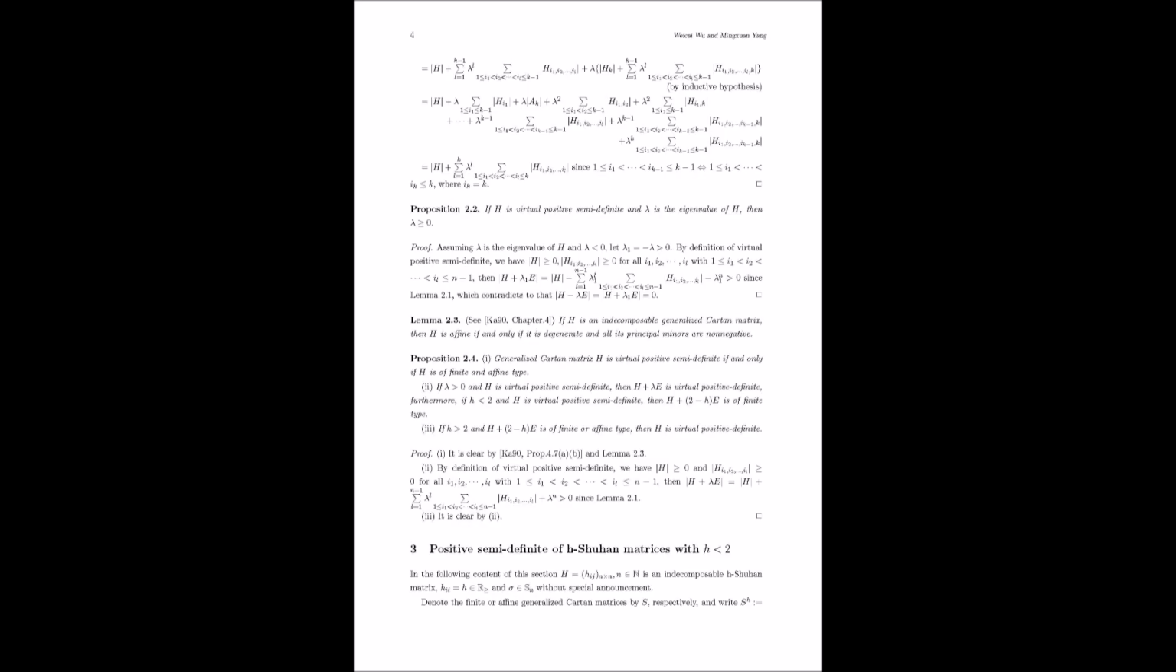Absolutely. Now, where does the paper go from there? Does it move on to other types of matrices? It does. The paper builds up to theorem 3.9, which is kind of like the grand finale of this section. It provides a complete classification of h-Shuhan matrices when h is less than 2, based on whether they're positive semi-definite, virtually positive semi-definite, or generalized positive semi-definite. Okay, so theorem 3.9 is like a culmination of all the previous work. Right. It tells us exactly when each of these properties holds for different types of h-Shuhan matrices.